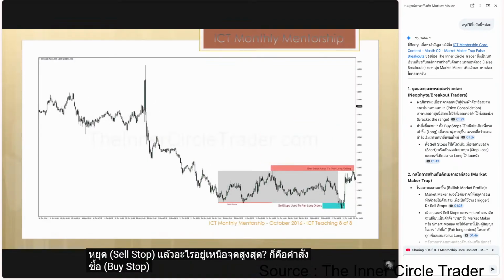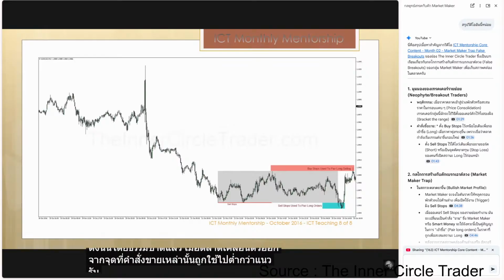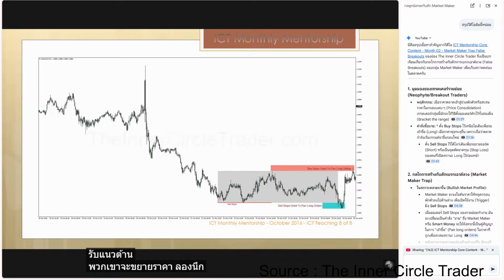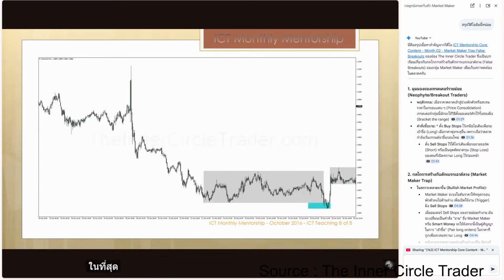Buy stops. So naturally, as the market moves away from those sell stops being ran out below the consolidation, they're going to expand price up to the liquidity above the old high. So those buy stops are going to be used to pair long selling. In other words, they're going to scale out their long positions or take some profits. Eventually, the market will go into another area of consolidation or another trading range.